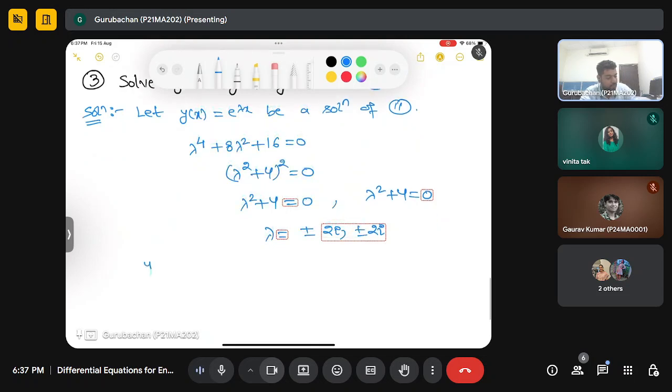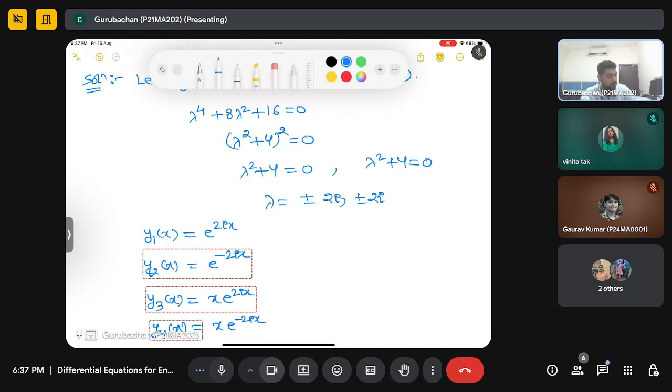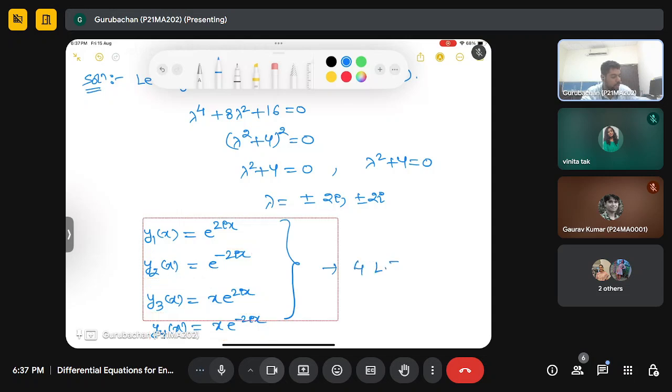So our first solution will be y1(x) = e^(2ix). y2(x) will be e^(-2ix). Again, it is going to repeat, so to maintain linear independence we will multiply with x, giving x e^(2ix) and x e^(-2ix). These are the 4 linearly independent solutions of the differential equation given in 2.